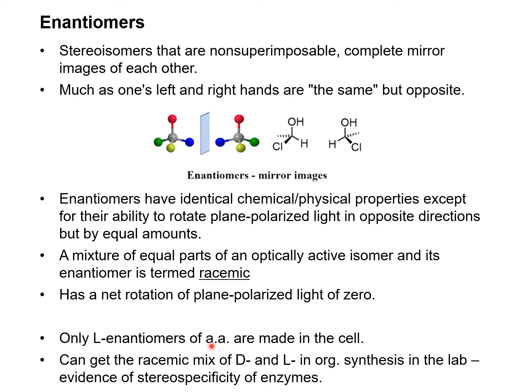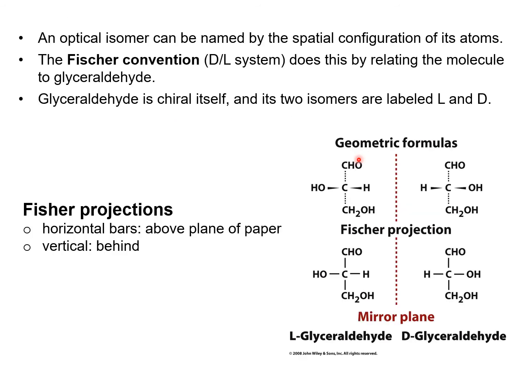An optical isomer can be named by the spatial configuration of its atoms, and the Fischer convention, or the DL system, for the D and L forms, does this by relating the molecule to glyceraldehyde. Here's glyceraldehyde, which is chiral itself too, because it has all different groups attached to the chiral center, which is the carbon inside here. And its two isomers are labeled as L and D glyceraldehyde.